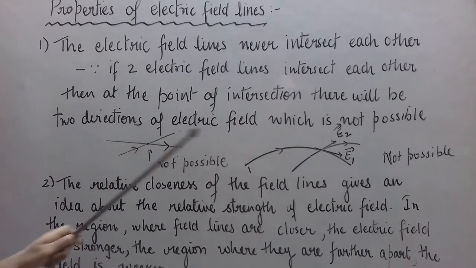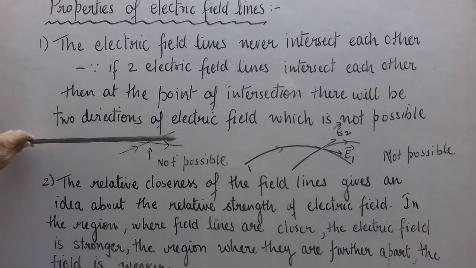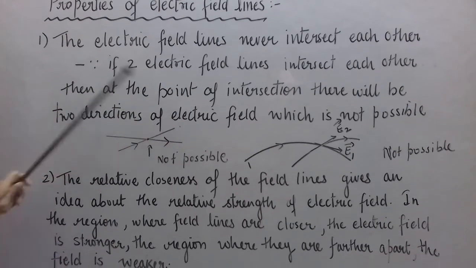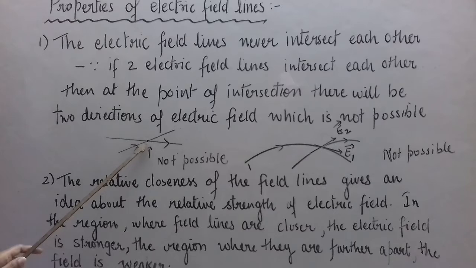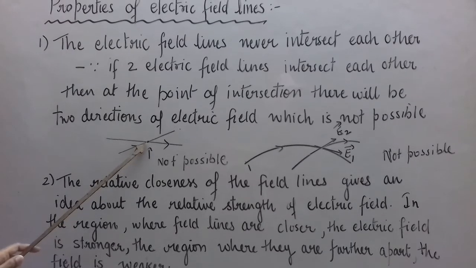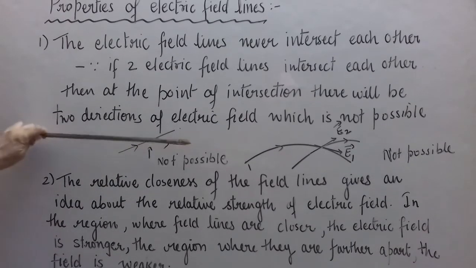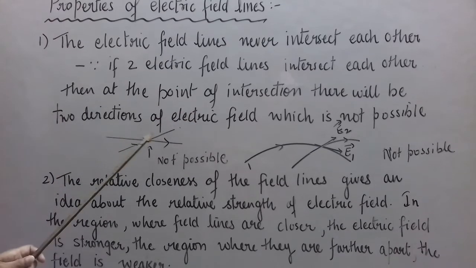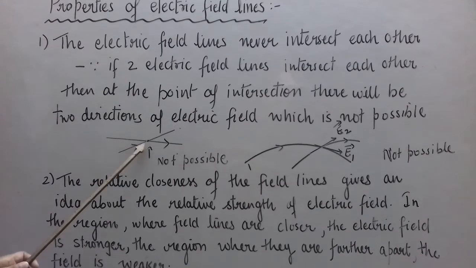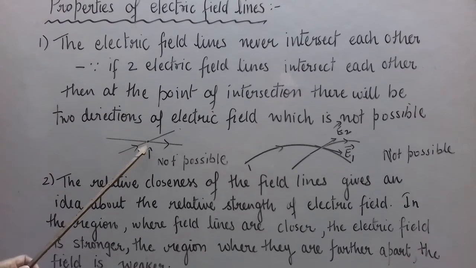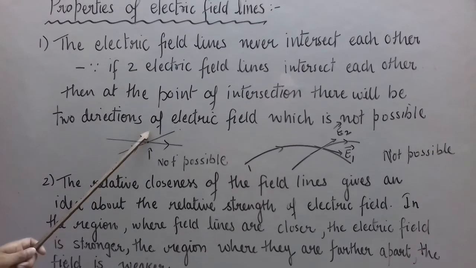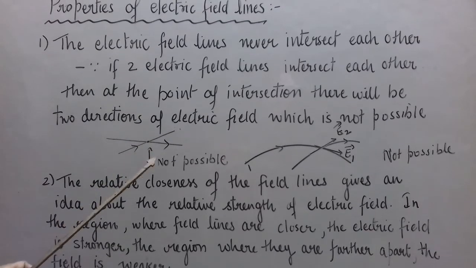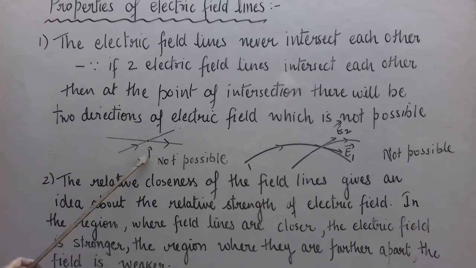Just have a look at these two diagrams. Suppose this is one electric field line and this is another electric field line, and this is the point where they intersect. Then at the point of intersection, E bar will have this direction as well as this direction. But at one point, E bar should be constant. It should have constant magnitude and one direction, not two directions. So an electric field at any point cannot have two directions. So this is not possible.